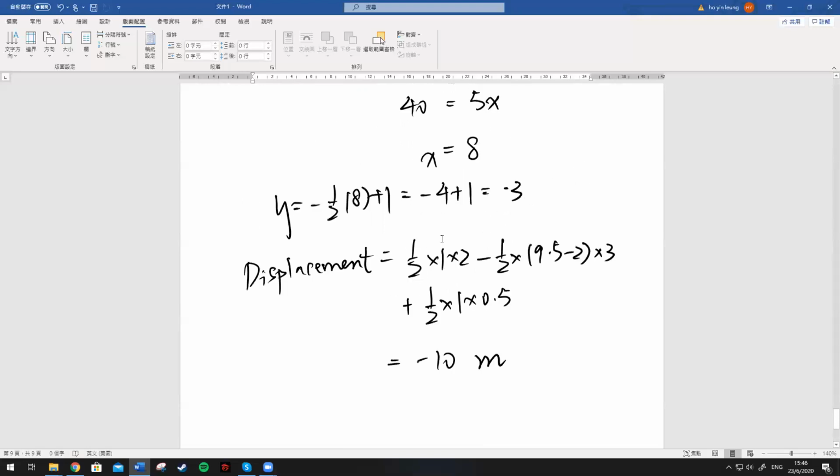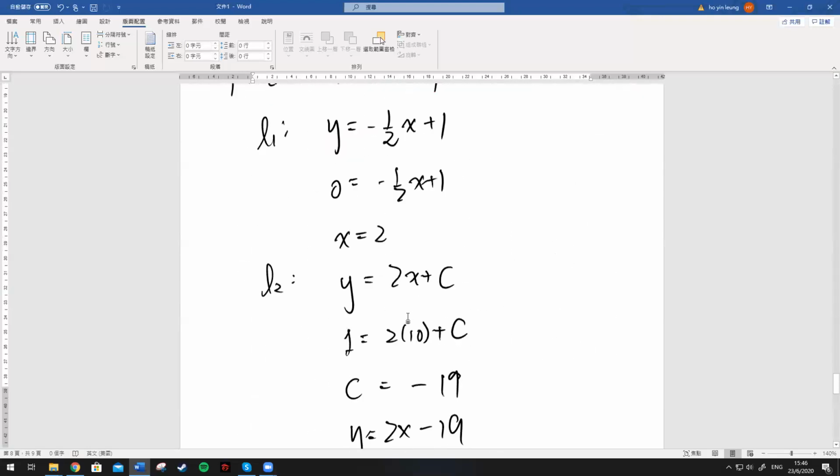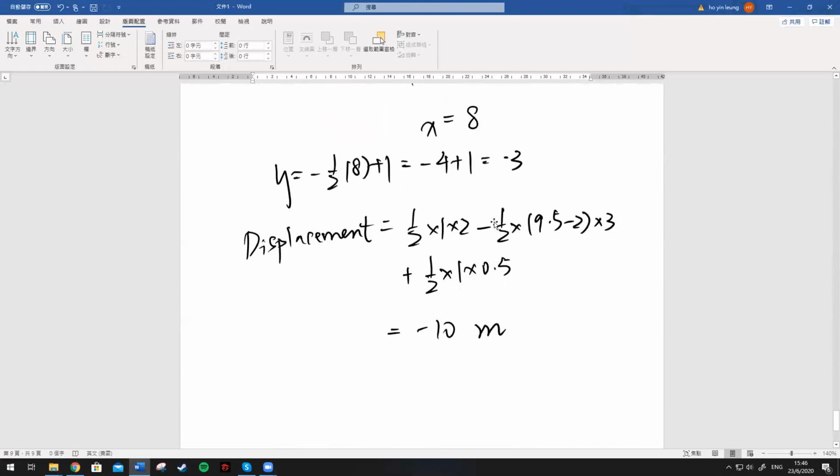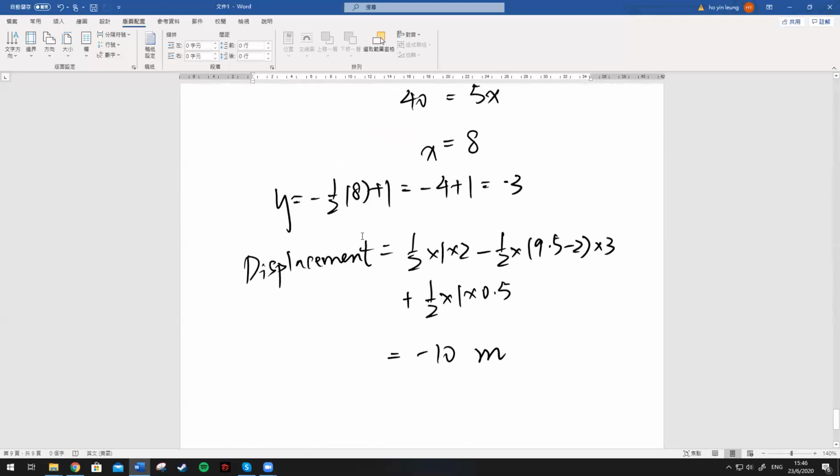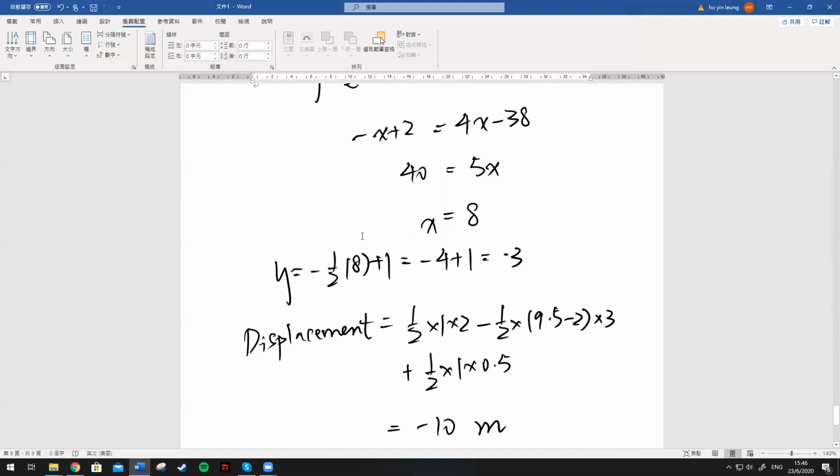Most of this question is just like a coordinate geometry question, but you have to be extra careful about this one because it's negative right here. So there are two types of graph you have to know: the velocity-time graph and the displacement-time graph. All right, so that's all about this part.